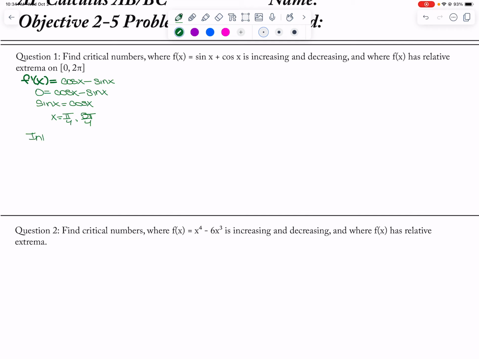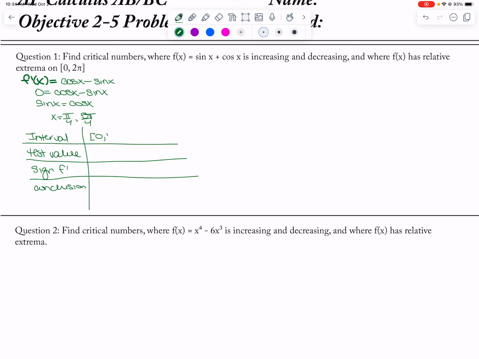So I've got interval, test value, sign of f prime of x, and then conclusion. I'm going from 0 to pi over 4, then from pi over 4 to 5 pi over 4, and then from 5 pi over 4 to 2 pi. Oops, not over 2. Can make a bigger square bracket there. I'm picking values, like pi over 6, pi, and then 5 pi over 4 is in quadrant 3, so like 3 pi over 2.